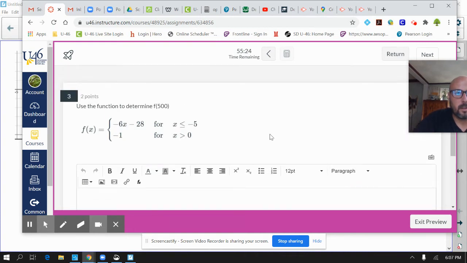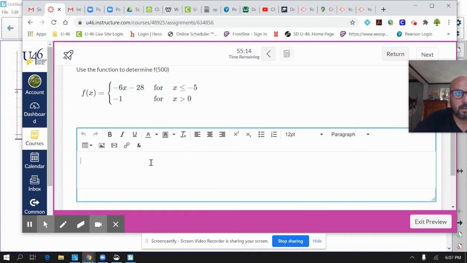Now, number three, f of 500. This is a piecewise function. 500 is not less than negative 5. 500 is greater than 0. So all you need to write is f of 500 equals negative 1. Done. Full credit.